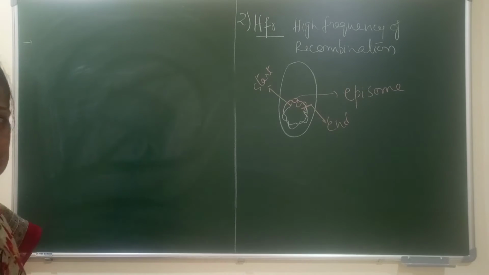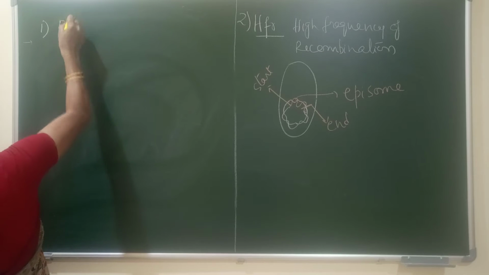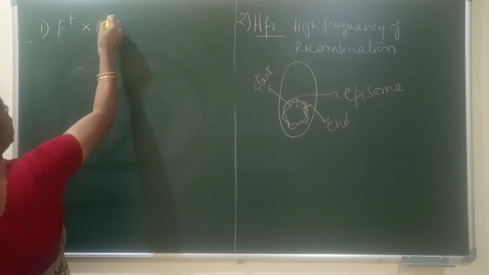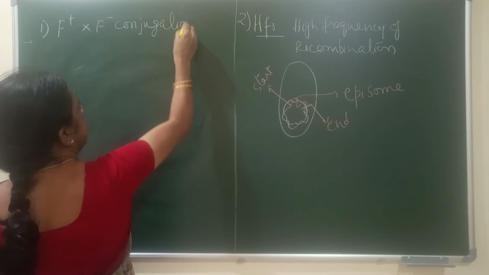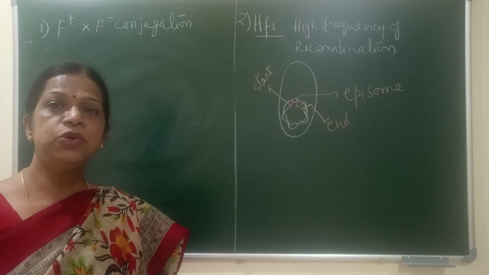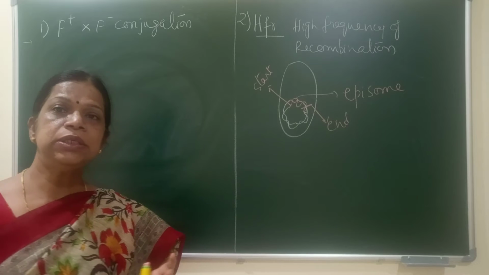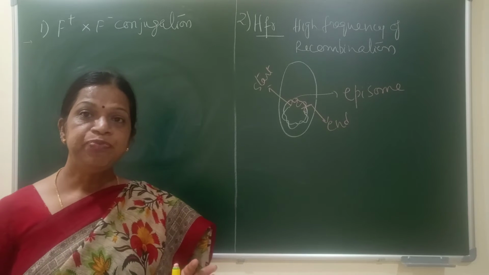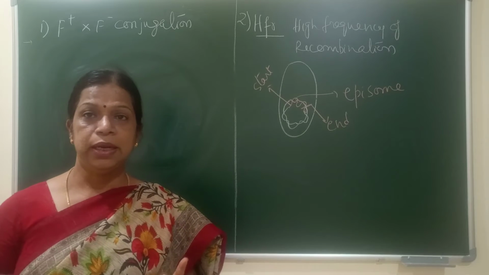So in the first type, let us try to understand. First type of conjugation, that is F plus and F minus conjugation. I told you F plus is the donor cell, F minus is the recipient cell. So the recipient cell will not have any sex pili and it will not have any plasmid. It will have its own DNA.